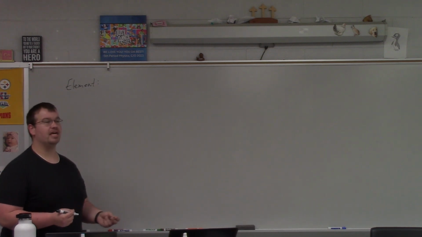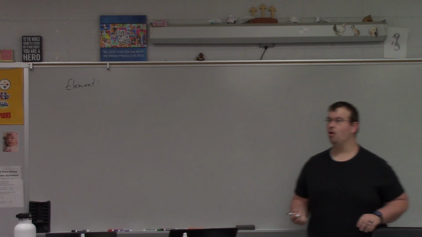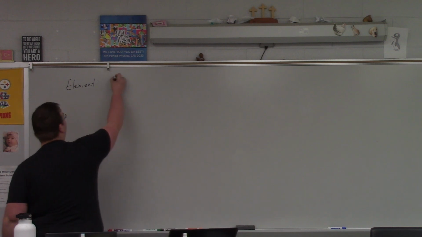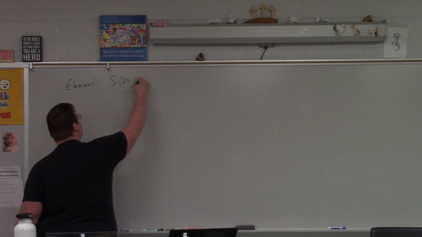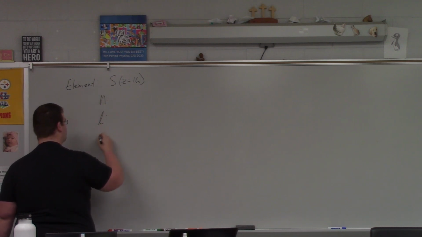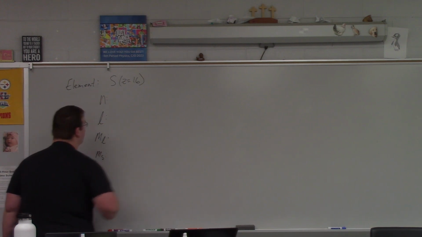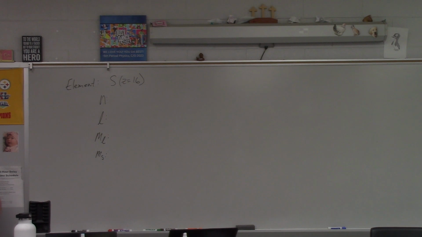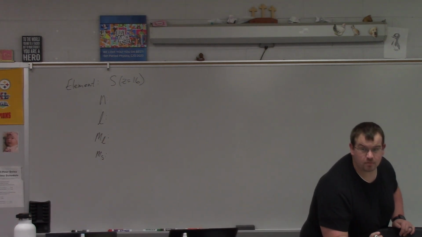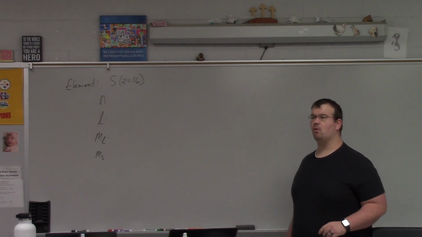Now, what we can do is, from an element, obtain the four quantum numbers. For example, I'm going to do sulfur. Sulfur's atomic number is 16. Whenever we do this, we're looking for the four quantum numbers. First thing we start with, on your periodic table, start with the angular momentum quantum number.